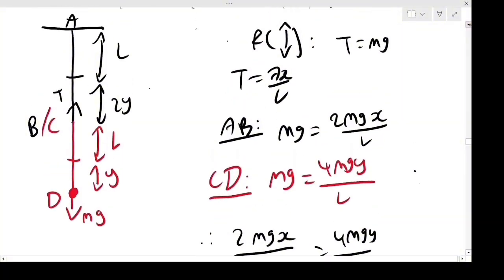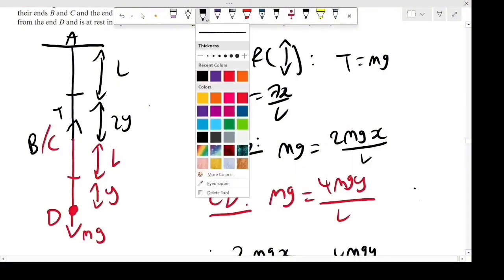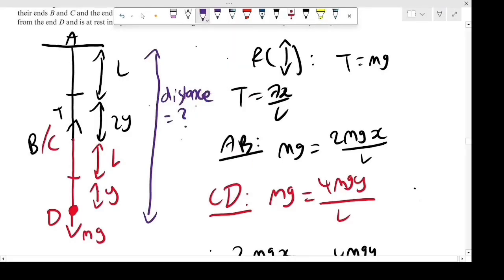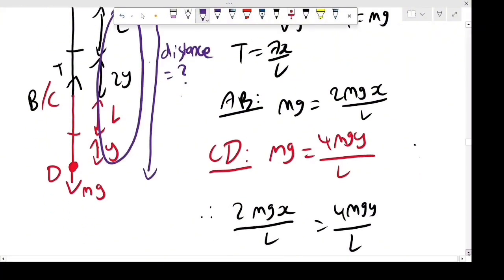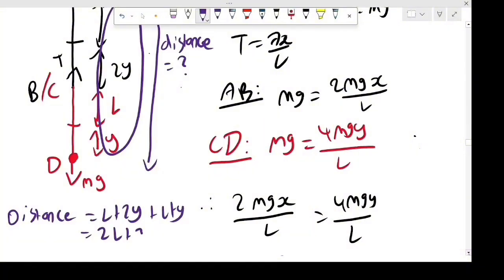So the distance they want is the length AD. This whole distance here, from A to D. That's what they want. Okay, so then the distance is going to be L at 2y and L at y, right? So L at 2y and L at y. That's going to be 2L and 3y.